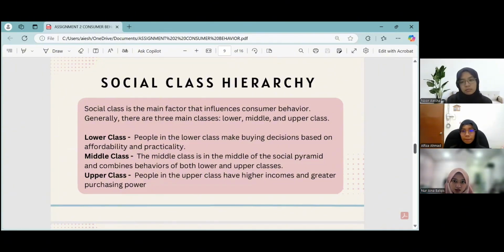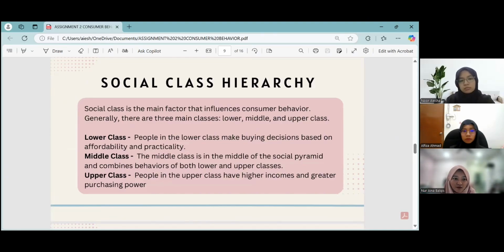Next is middle class. Middle class persons exhibit traits from both the lower and higher classes, placing them squarely in the center of the social pyramid. The traits are value for money, aspirational purchases, and brand loyalty.